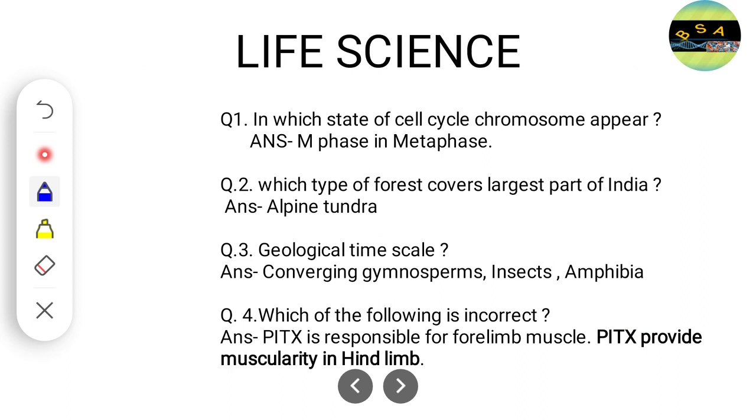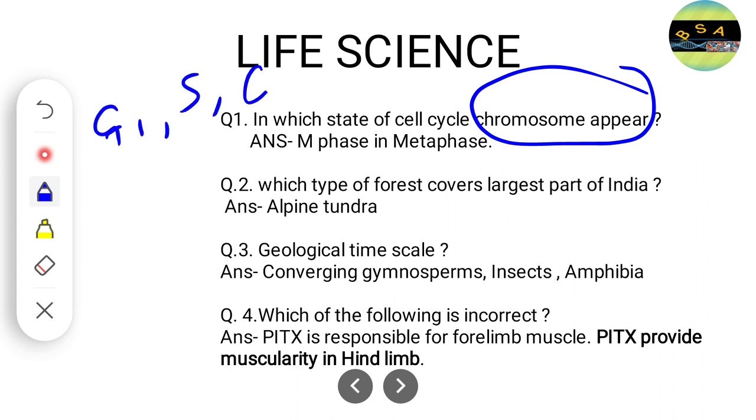So the first question that we get is a very easy question: in which phase of the cell cycle do chromosomes appear? They gave some options like G1, S, G2, M. As you know, S phase is where DNA replication takes place. G1 is a preparatory phase, then G2. When it goes to the M phase, especially during the metaphase, at that time the chromosome basically appears. So the correct answer will be the M phase, in metaphase.